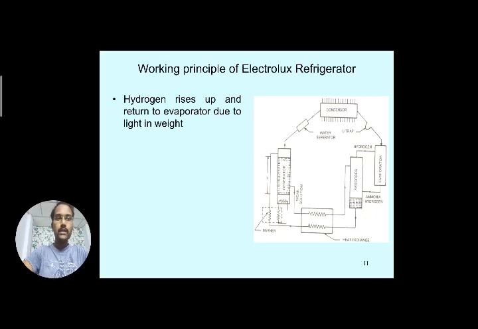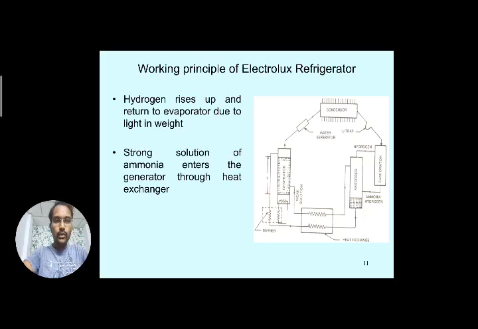Next, the hydrogen rises up. Whenever a strong solution is forming, the affinity of the ammonia and the water mixing together is high, so they mix very well, and during this combination the hydrogen gas rises up. You can see the connection provided at the top of the absorber, making a connection again to the evaporator. Hydrogen returns to the evaporator, as it rises up due to being light in weight.